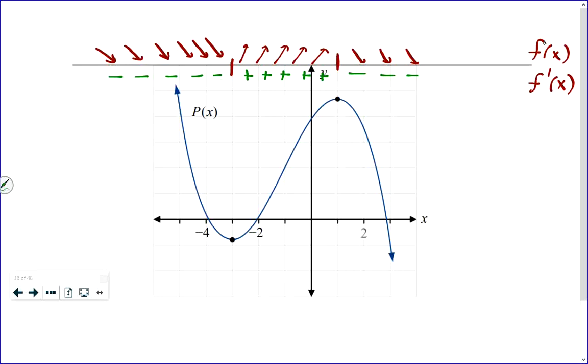What's happening at these critical points, I will tell you this. If the derivative goes from positive to negative, goes from this to this, then where it changes might be a maximum. And where the derivative goes from negative to positive, that might be a minimum, but it might not. All right.